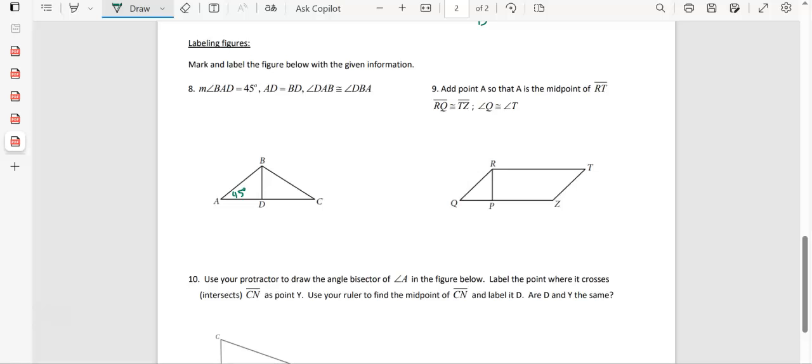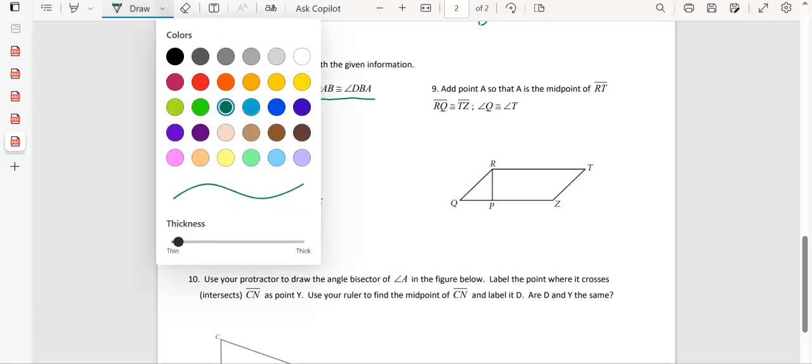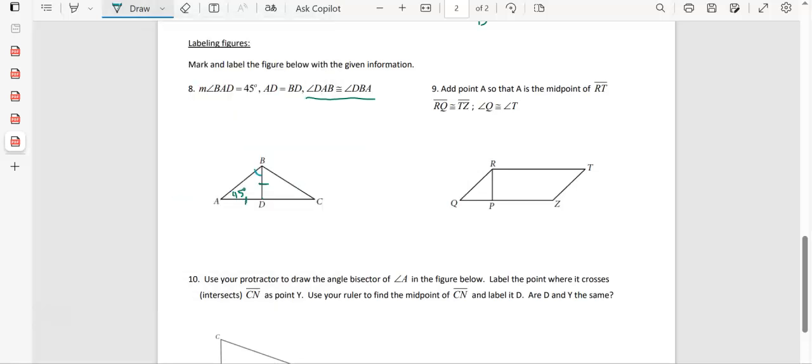In this case, AD and BD are congruent, so I'm going to go down here and put one tick mark in between A and D and one tick mark between B and D. I could use 2 tick marks if I wanted, or 3. Then my last labeling is angle DAB. DAB is congruent to angle DBA. And so in this case, to label an angle as congruent, now I know I also have this measure in here, so it's going to be a little tricky. I use a little arc with a tick mark in it and another little arc with a tick mark.